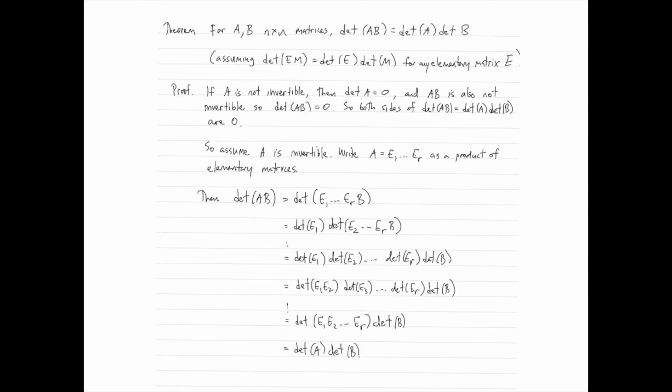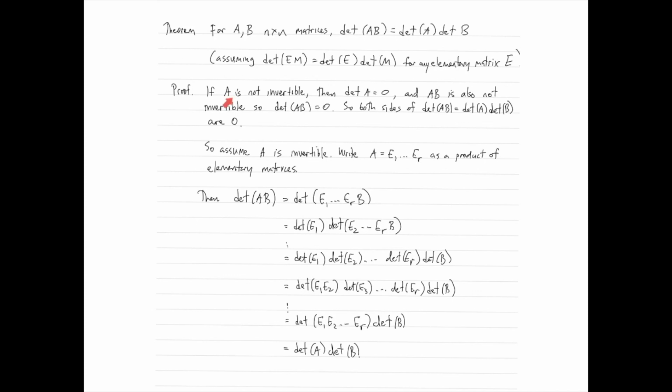Okay, so finally we can now move on to the main theorem we're trying to prove, which was this amazing fact that the determinant of AB is equal to the determinant of A times the determinant of B. And in this proof, I'm going to assume that we know that the determinant of an elementary matrix E times any matrix M is the determinant of E times the determinant of M. We've seen that asserted a few lectures ago.